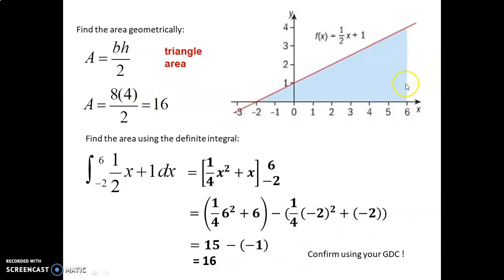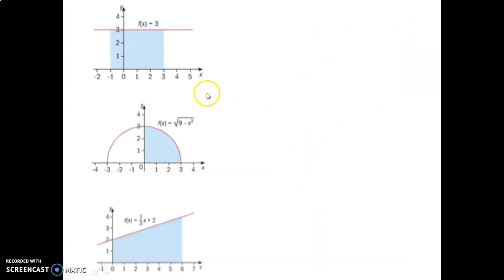So geometrically, it's a triangle, easy area. Integration gives us the same area. Fantastic! You've learned a wonderfully powerful tool in mathematics. I hope you're excited about this. It's really great. Okay, try these ones here.